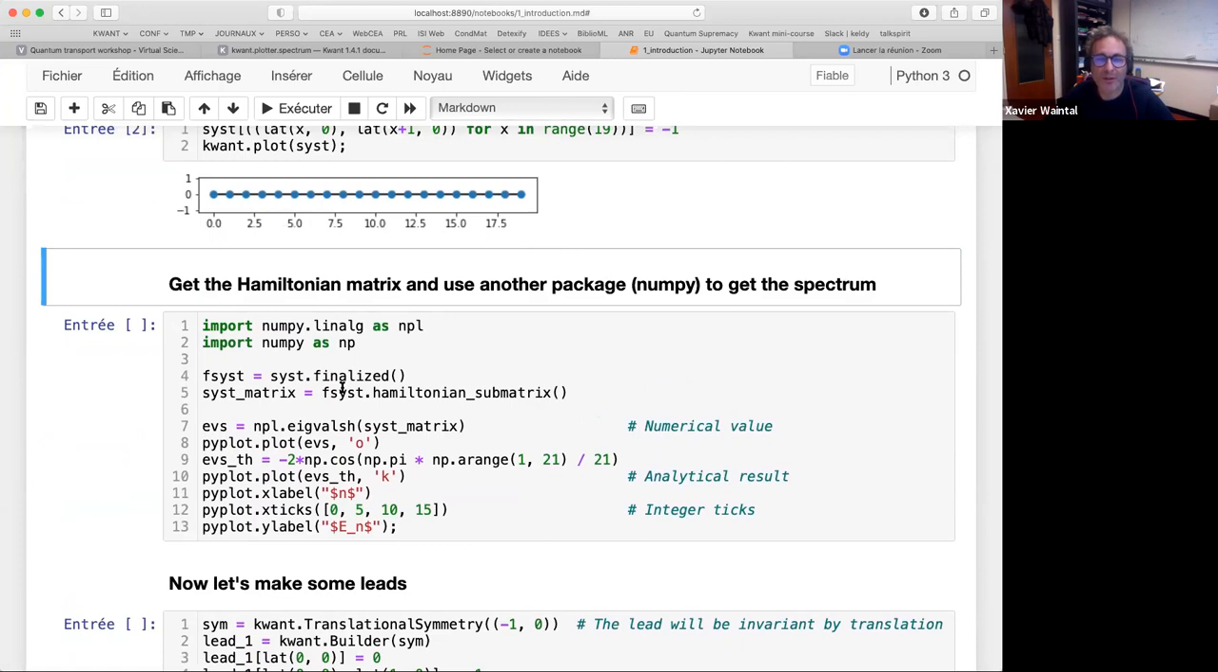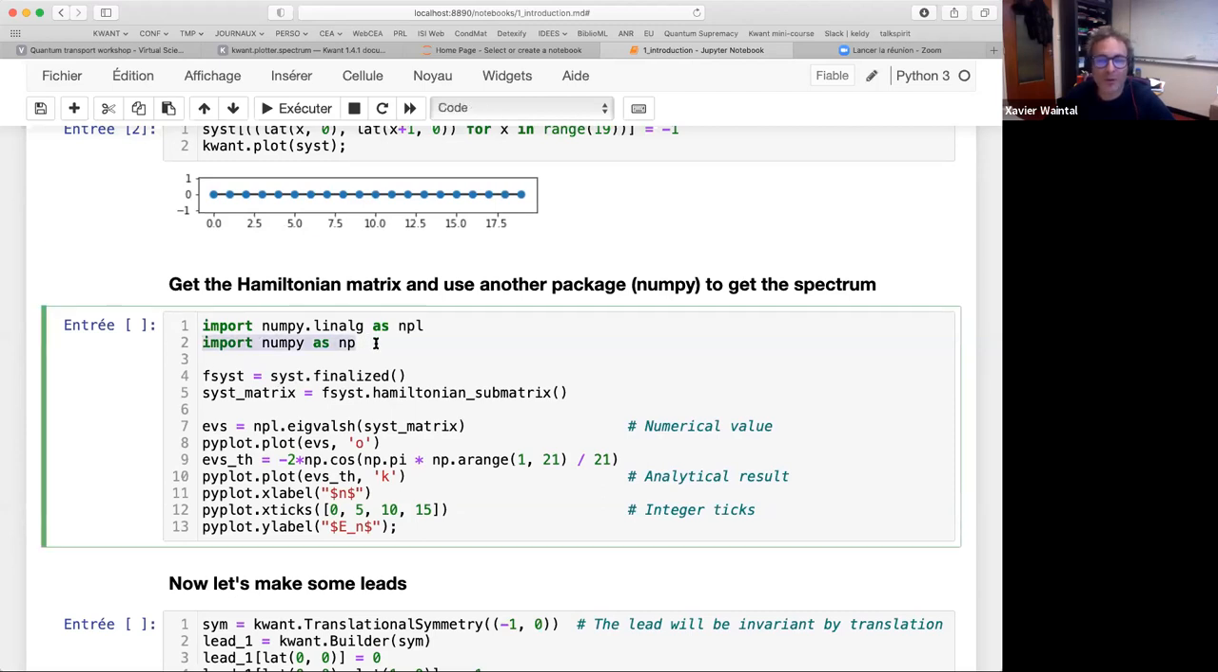libraries other than Kwant. And that's really a big idea behind Python, I mean, scientific Python, that many people provide libraries to do many kinds of amazing things. And everything is intercompatible. So here I will use NumPy. It's really the basic library for doing computation in Python that allows you to do a lot of basic things. So this first line, I just finalized the system.